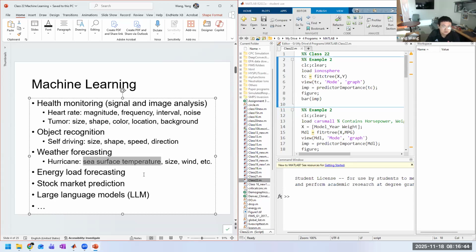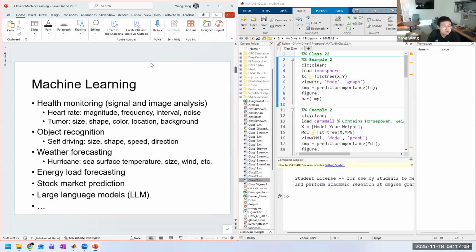So the trade amount, the performance of the company, and so on, to predict how the stock performs. And then, of course, large language models. This is a very important tool nowadays, right? I think everyone uses ChatGPT, Grok, or Gemini, and so on. Okay, so these are the examples of machine learning.